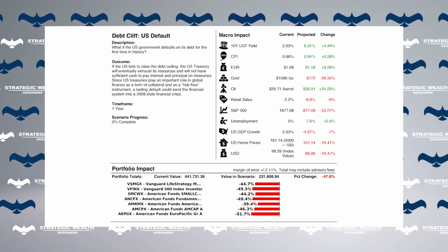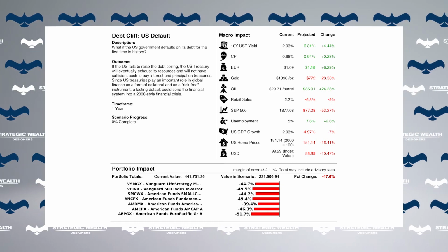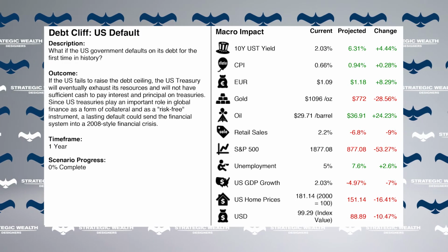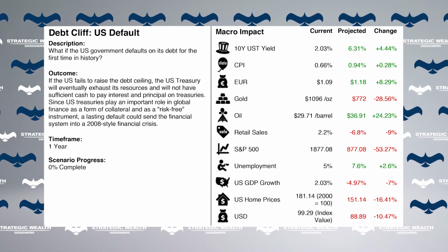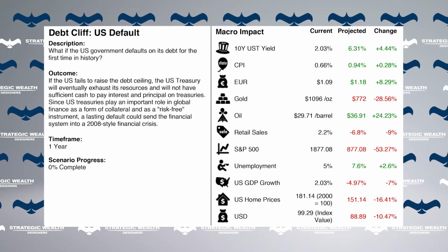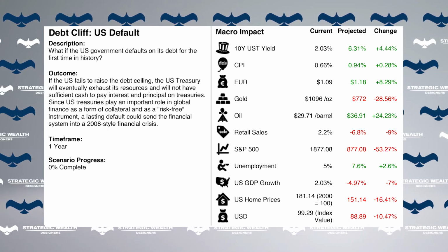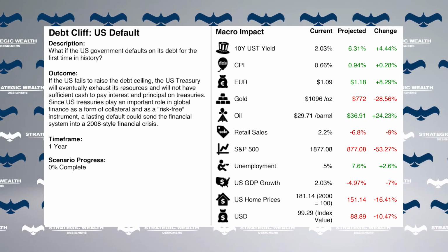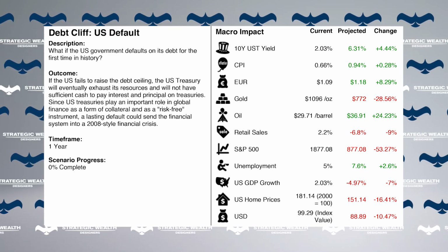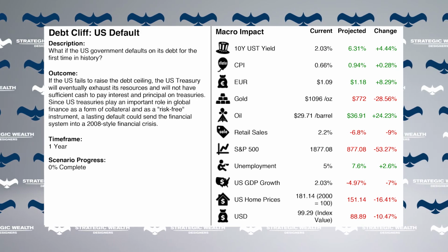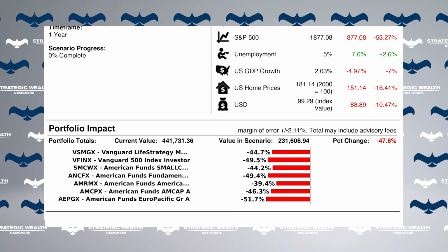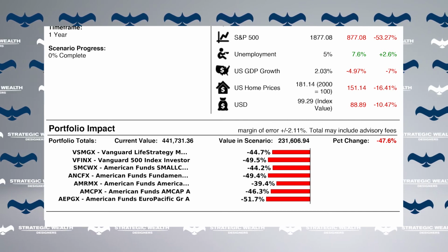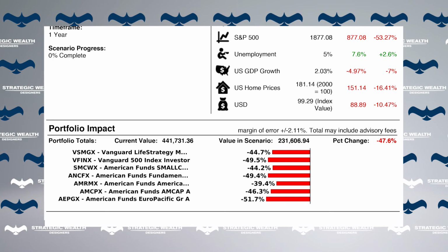So what if the U.S. were to default for the first time in history? Well, this scenario here has a completely different set of indicators. You can see the U.S. Treasury has now bumped the rate up to 6.31. You can see the consumer price index is up basically 0.25%. Gold falls by 28% in this scenario. Home prices fall by 16.41, and you can see this scenario would take the portfolio from 441,000 down to 231,000, which is a 47.6% decline in the value.